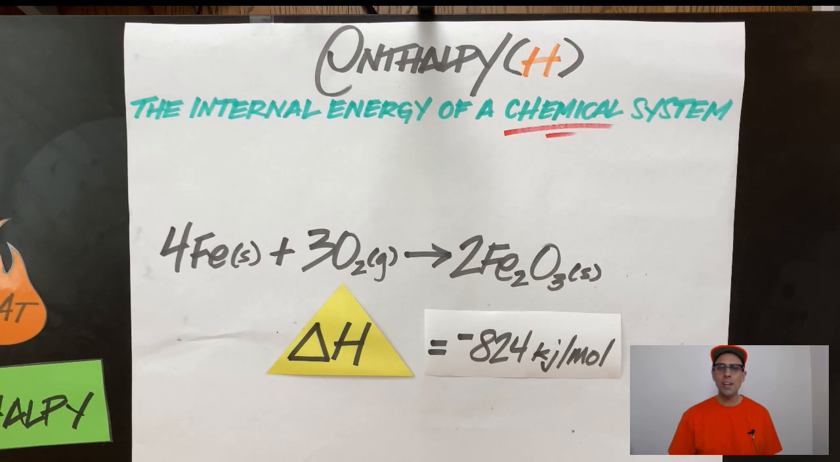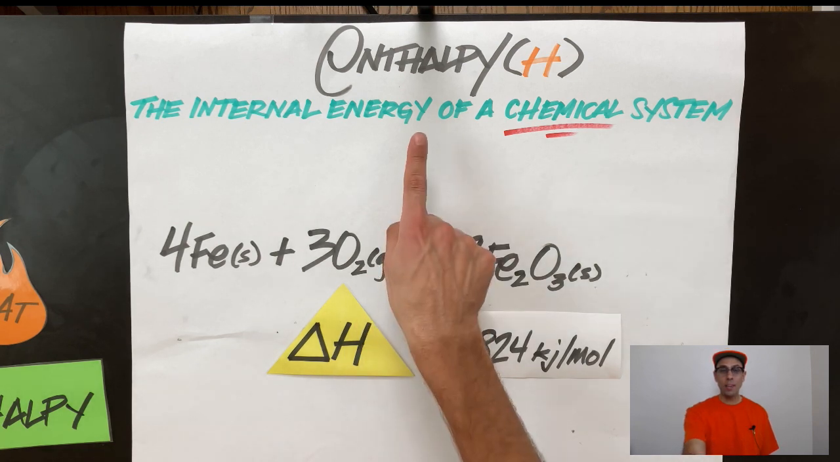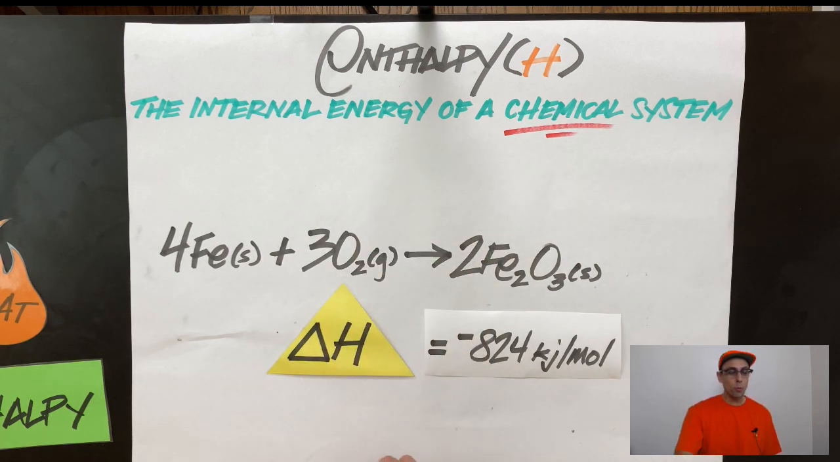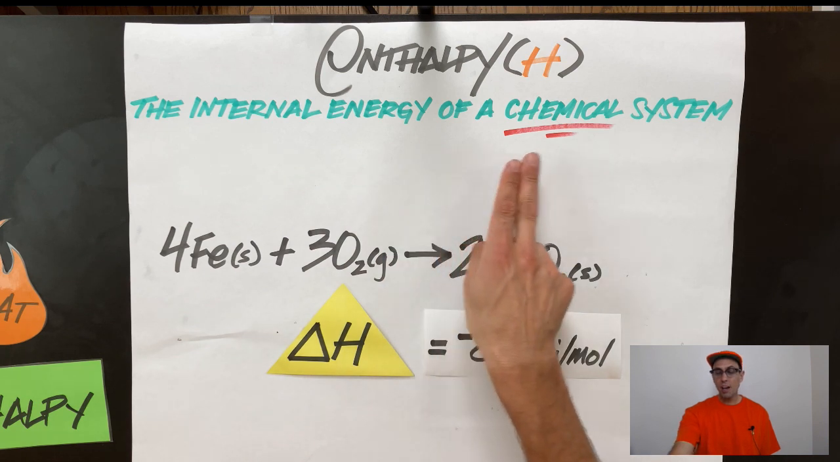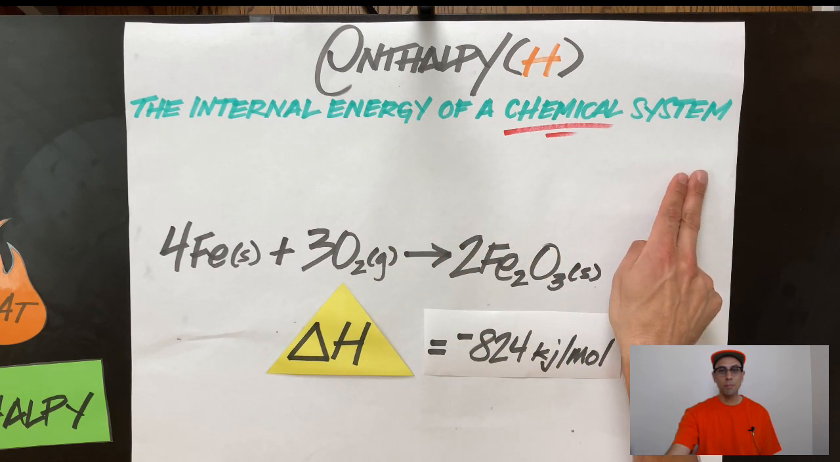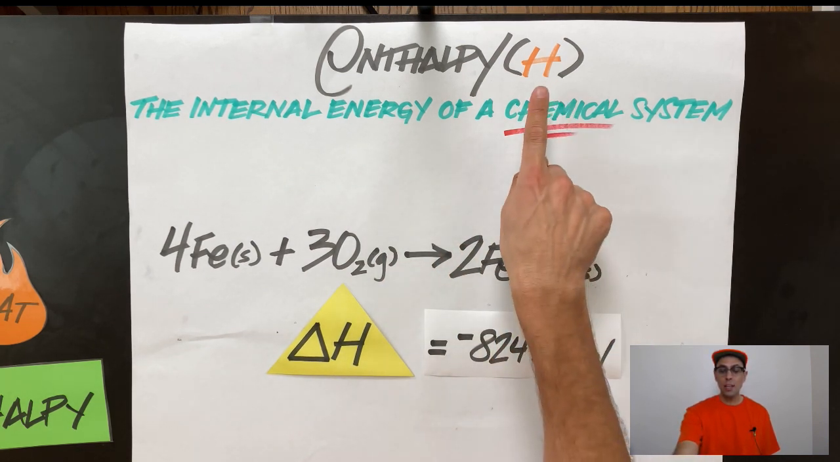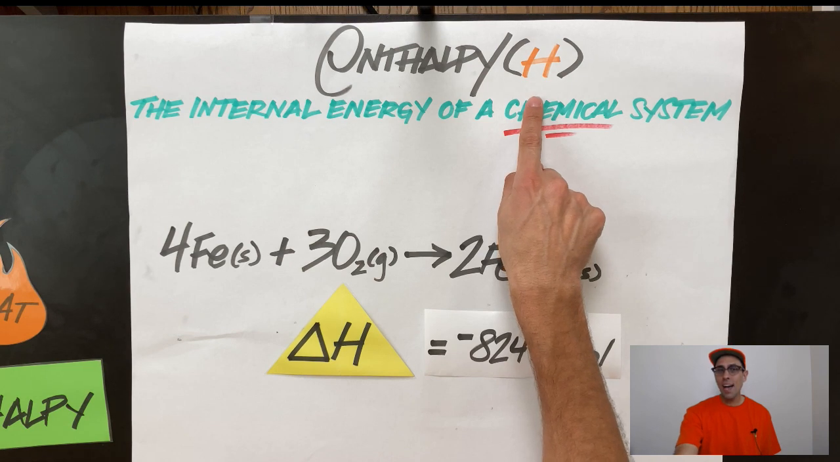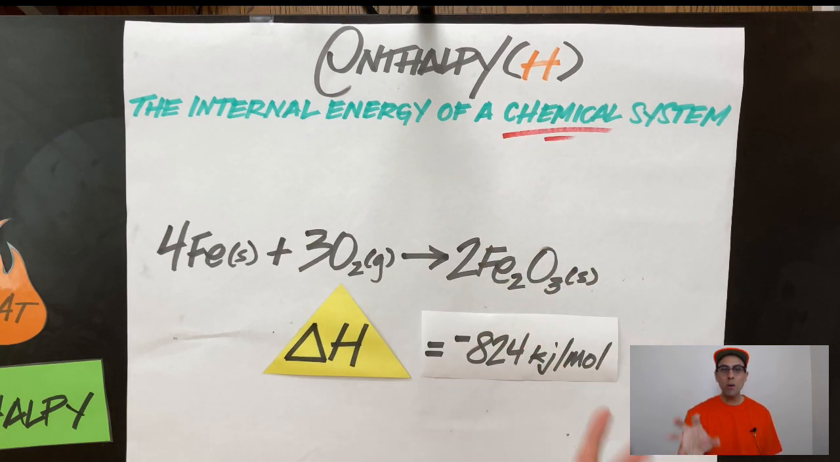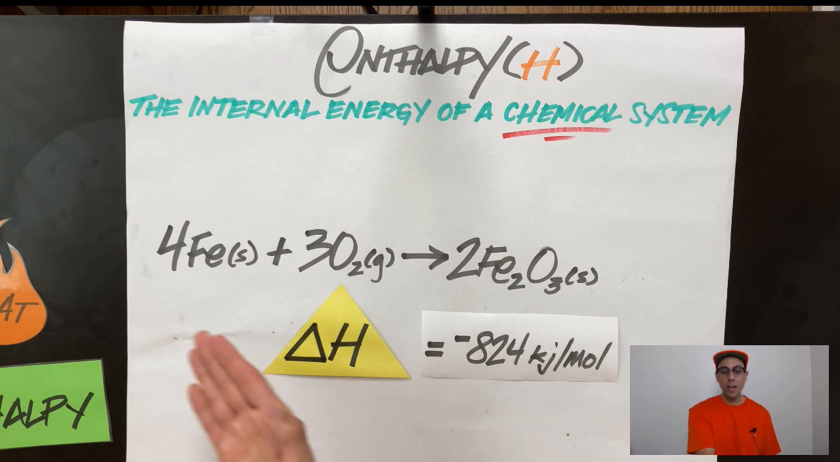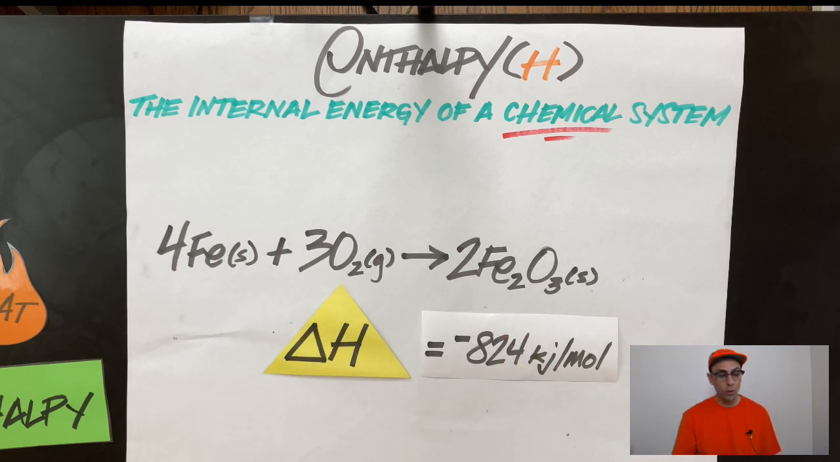So how can we predict whether a reaction will be exo or endothermic when we're only given a chemical equation? In order to understand that, we're going to talk a little bit about enthalpy. And the definition of enthalpy is the internal energy of a chemical system. You can also see that it's represented by a capital italicized H. So basically, enthalpy is the amount of energy stored within a reaction like the one before you.